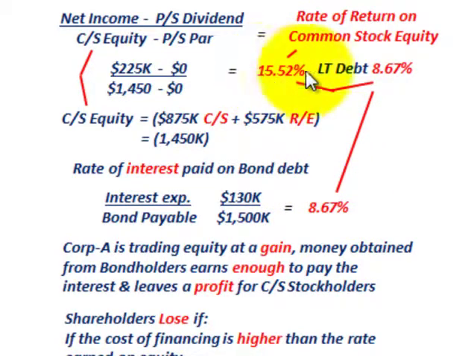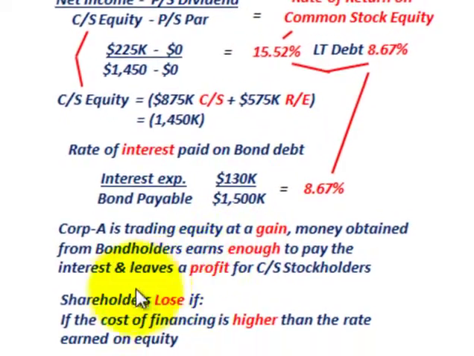If we go back to our accounting equation, we invested in our assets by financing them with either debt plus the common stock equity, or shareholders' equity, of the company. You see the debt was only costing us 8.67%, and by financing those assets through debt, we had a greater rate of return on our common stock equity. So that's the case where we had this gain.